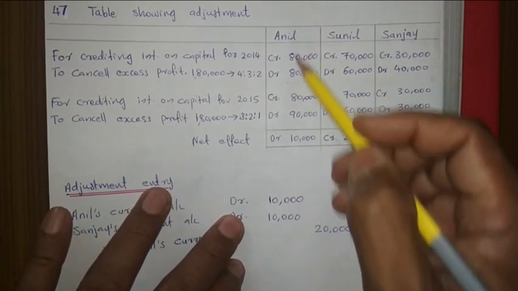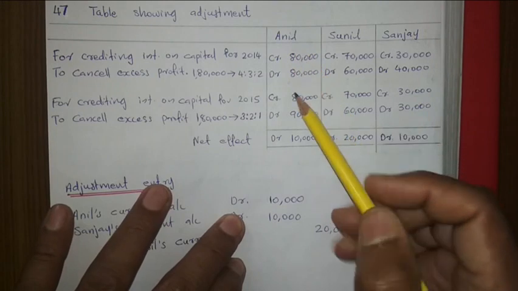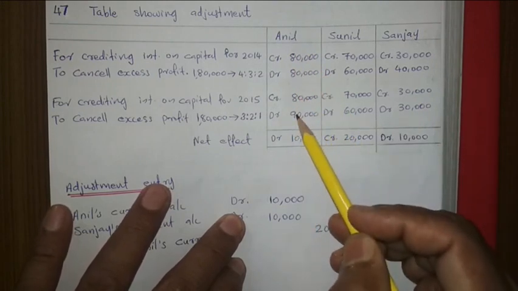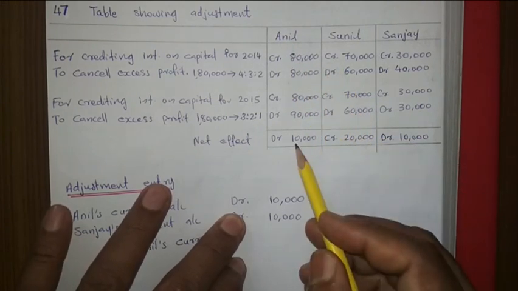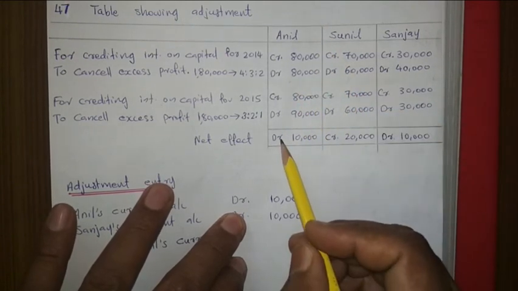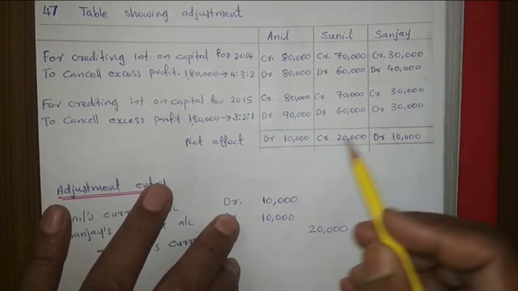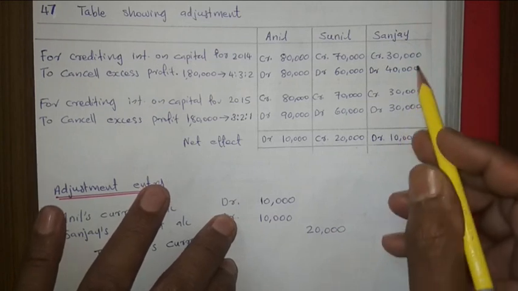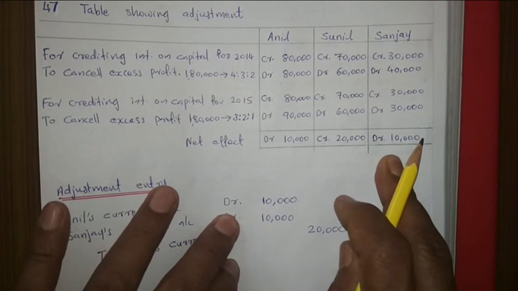Whenever we are checking the net effect, here debit is more. In Anil's column, the debit amount is more. Debit is coming 1,70,000, and credit amount is coming 80 plus 80, 160 only. So 10,000 was the difference, and debit was more. That is why debit is written here. Then here 20,000 difference is there, and credit is more. That is why credit is given here, and here debit is more, with the 10,000. Then the journal entry will be here.